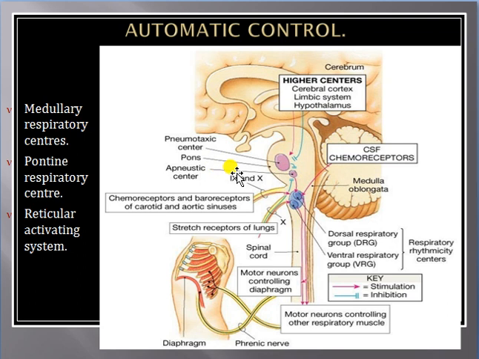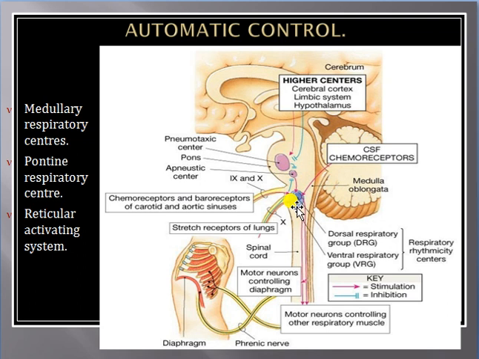In that, the pneumotaxic center and apneustic center are in the pons, and the medulla oblongata receives input from chemoreceptors and baroreceptors of the carotid and aortic sinuses. I will show you where the carotid and aortic are. This is the medulla oblongata. Then there are cerebrospinal fluid chemoreceptors. These chemoreceptors are present in the carotid artery and aortic arch, but these are present in the cerebrospinal fluid, in the inner ventricles.